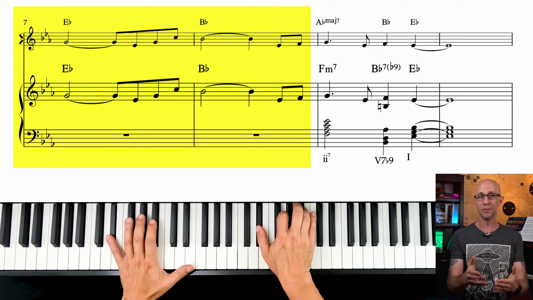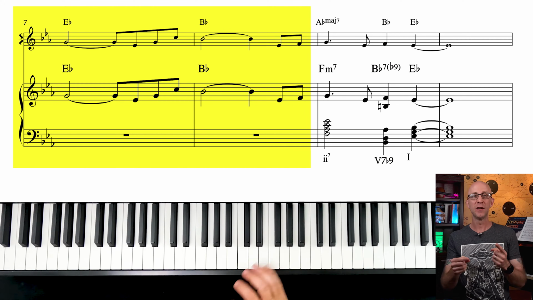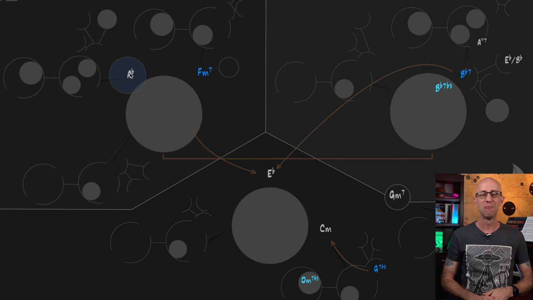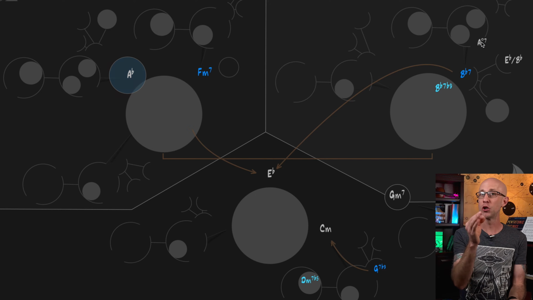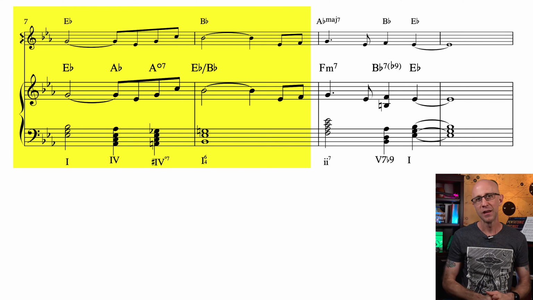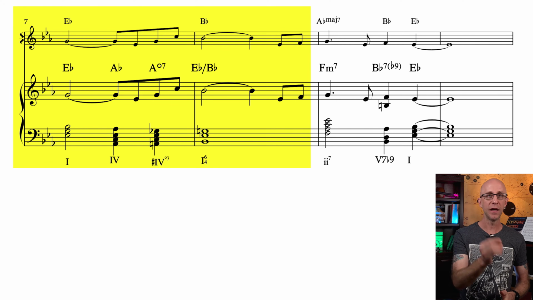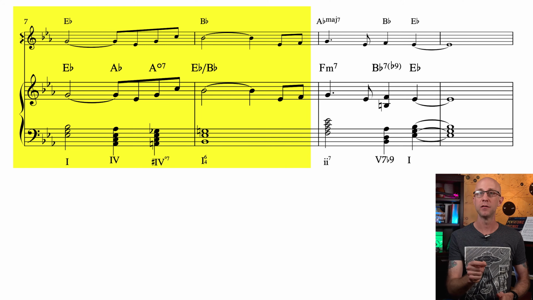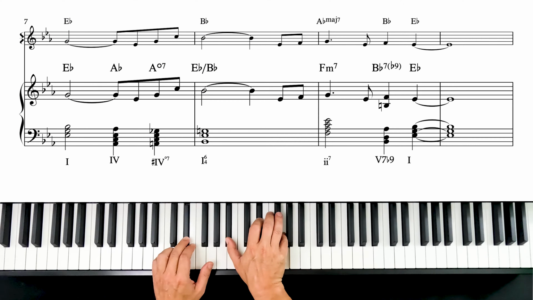This kind of reminds me of the path that we took at the end of Amazing Grace in our last video. Remember when we used the 4 to sharp 4 diminished 7 to the 1-6-4? Can we do the same here? That would be E flat to A diminished 7 to E flat over B flat.